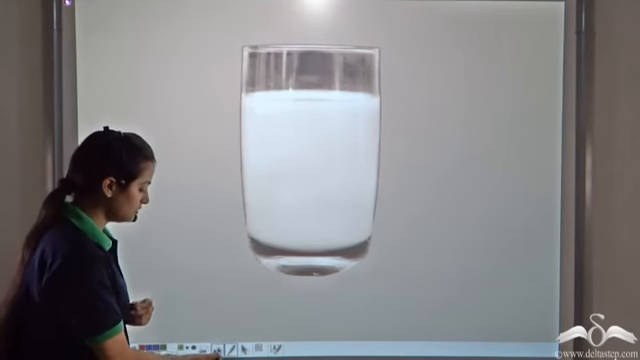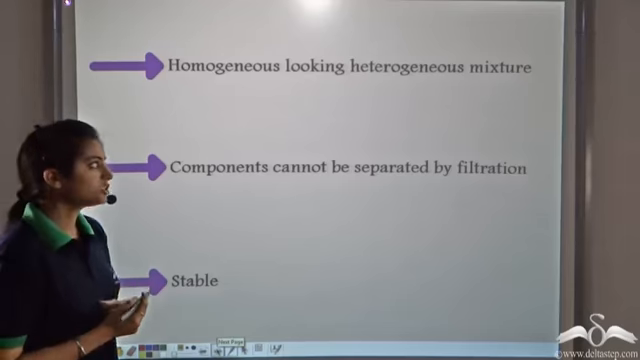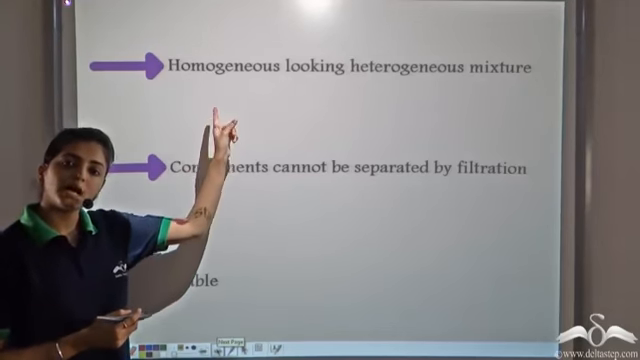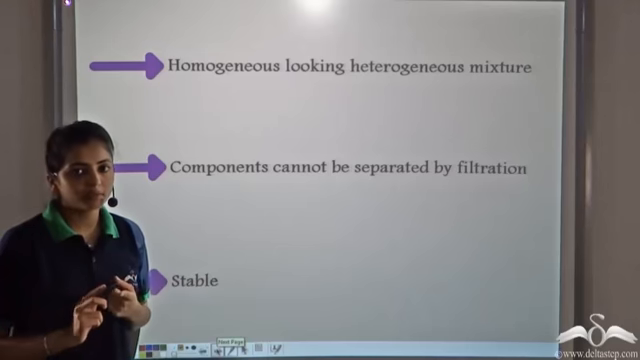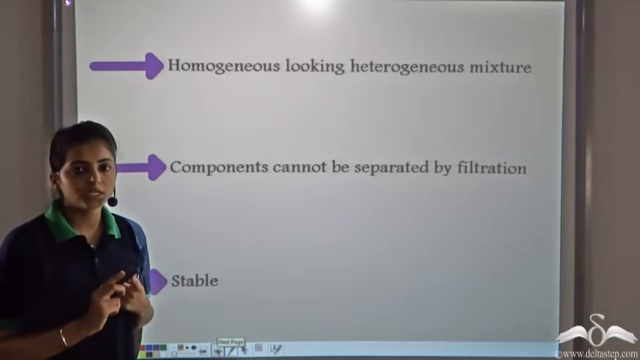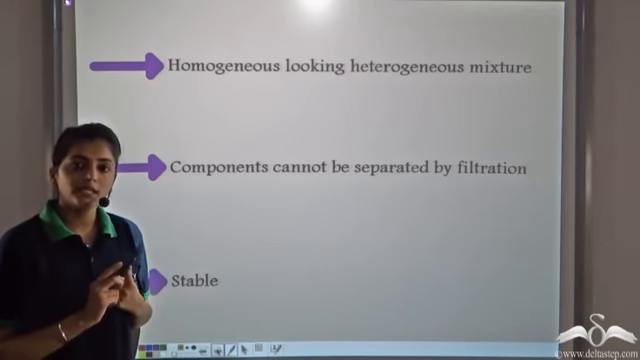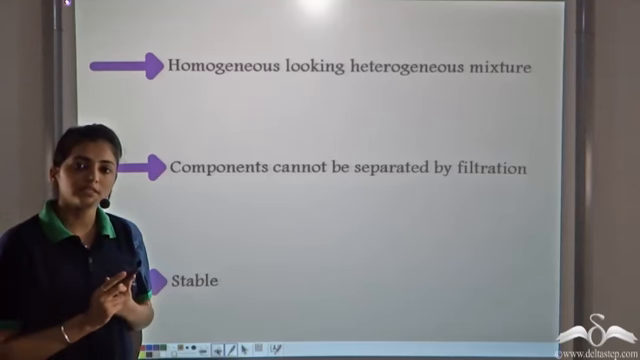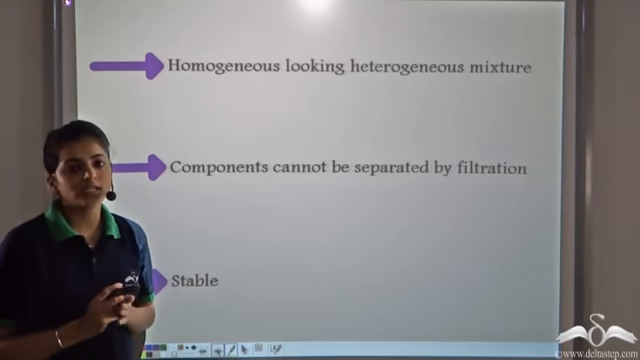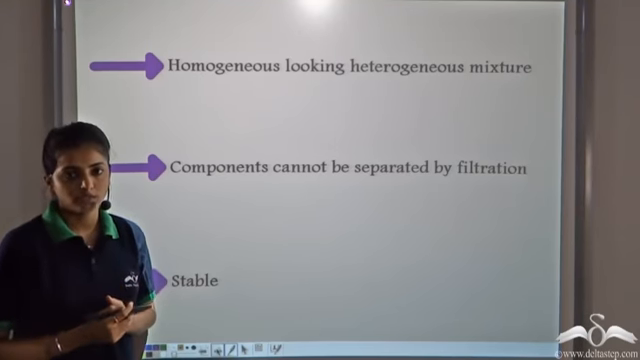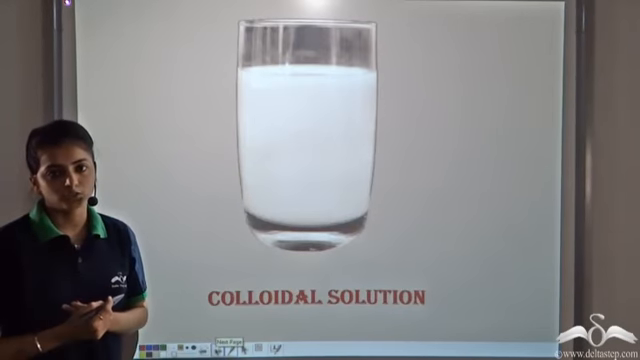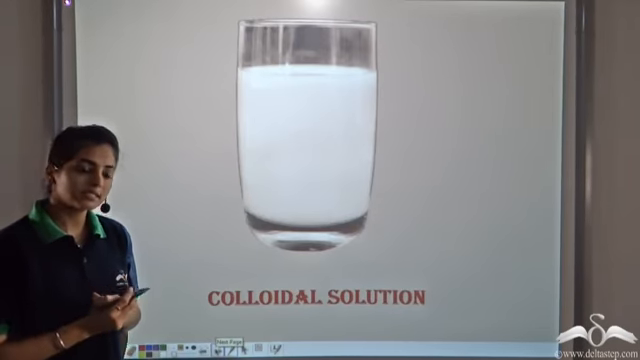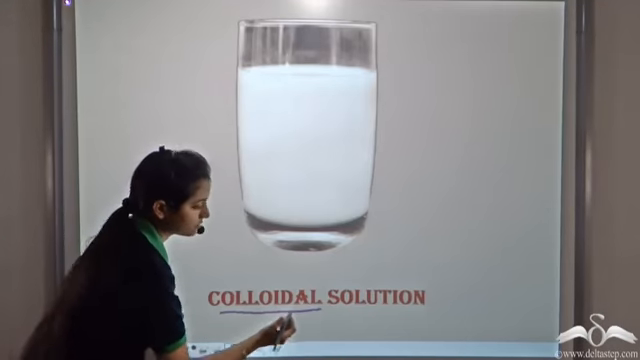So such a mixture, which looks homogeneous but is actually a heterogeneous mixture, the components of which cannot be separated by filtration. There was no residue when we filtered milk, and again it is stable. If we leave it undisturbed for some time, we do not see any insoluble components settling down. So such a solution is known as a colloidal solution. So milk in this case is a colloidal solution.